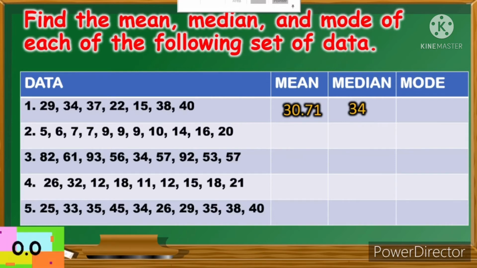The answer is no mode. Congratulations! For number 2, we have 5, 6, 7, 7, 9, 9, 9, 10, 14, 16, and 20. You have 15 seconds to find its mean. Your time starts now.